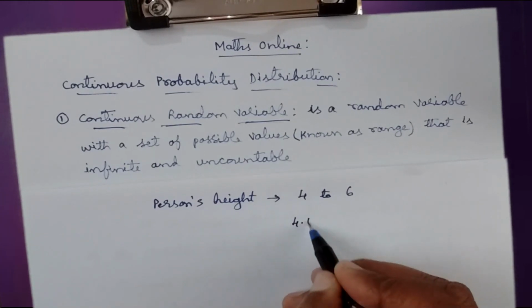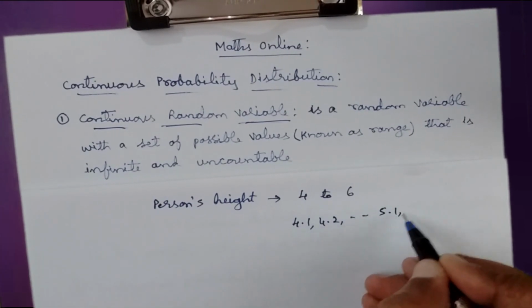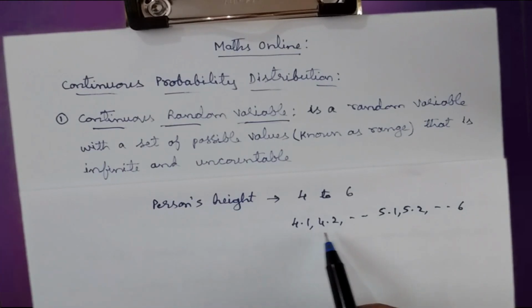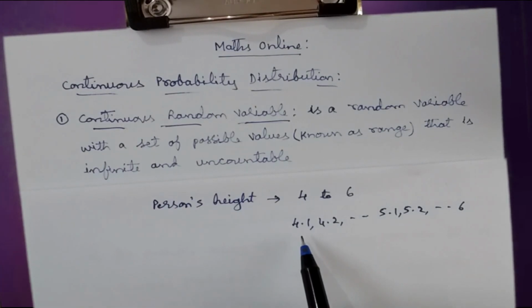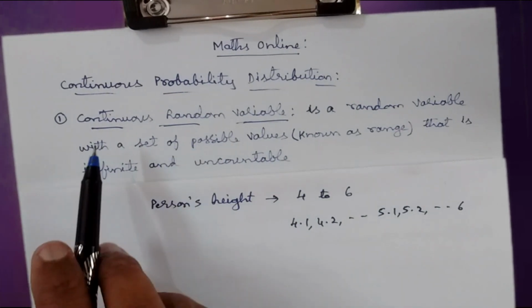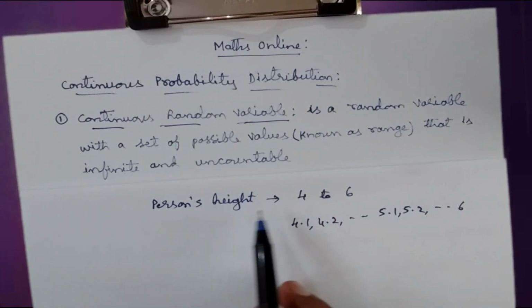So the height can be 4.1, 4.2 and so on. It can be 5.1, 5.2 and so on up to 6. So it can take different values over here, and all these values are continuous in nature. So therefore such type of random variables are called as the continuous random variables. This is one of the examples.